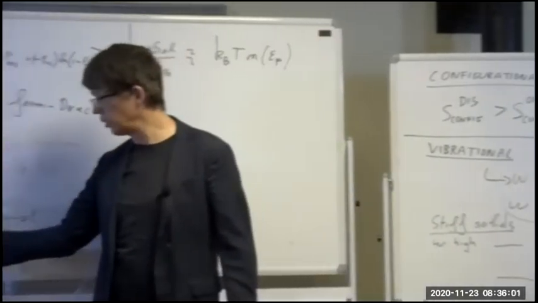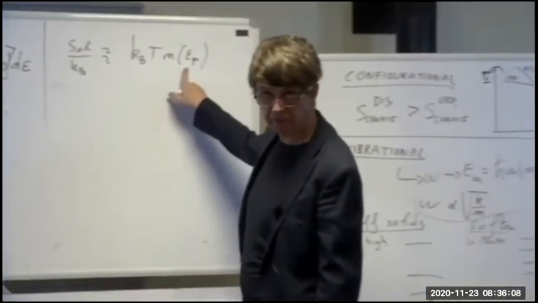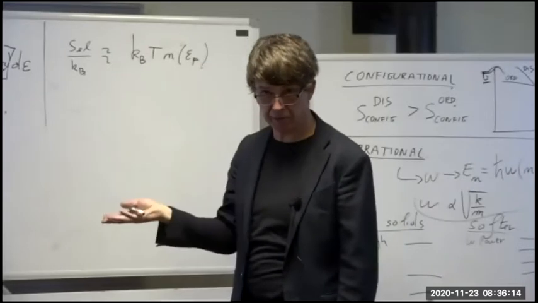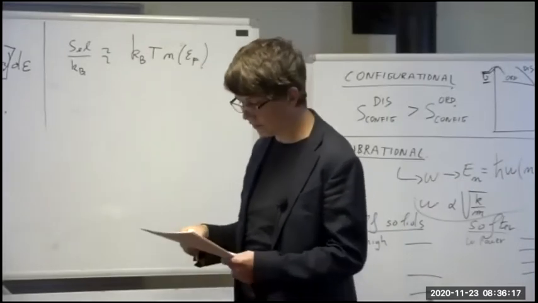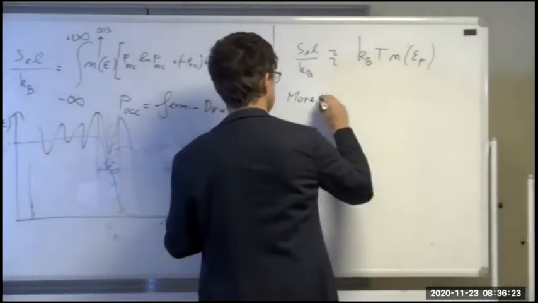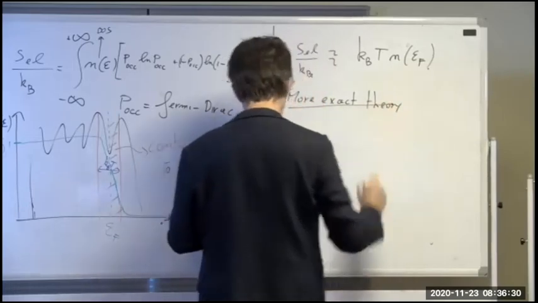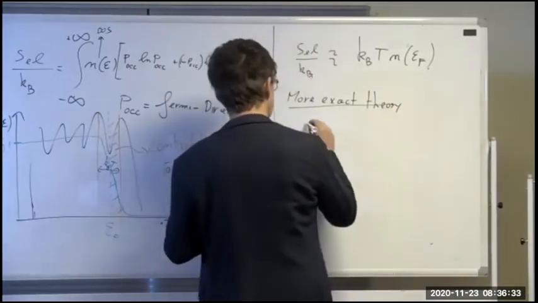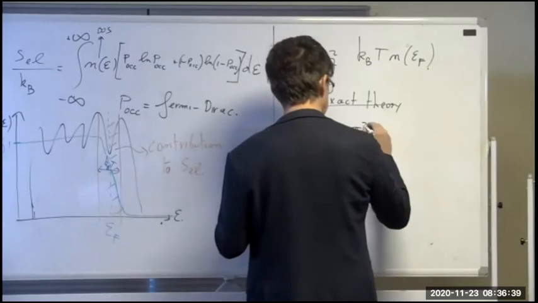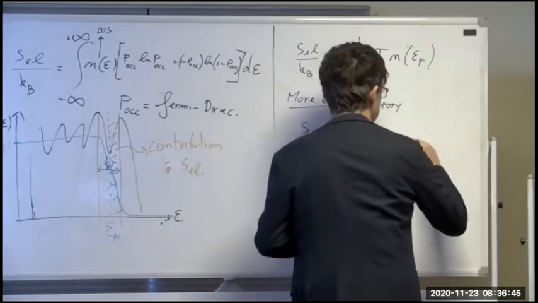That's because this window opens up as the temperature goes up, right? But it depends on the density of states at the Fermi level. Because if you have a high density of states at the Fermi level, you can do a lot of excitations across the Fermi level. If you have low density of states there, you have low excitation. So if you do a more exact theory, where you actually integrate P log P and everything, you find that S electron over kB is pi squared over 2 kBT times the density of states at the Fermi level. Pi, of course, has to appear everywhere.